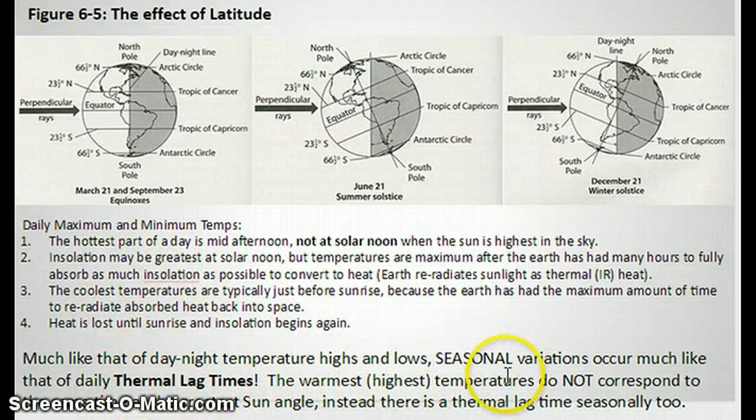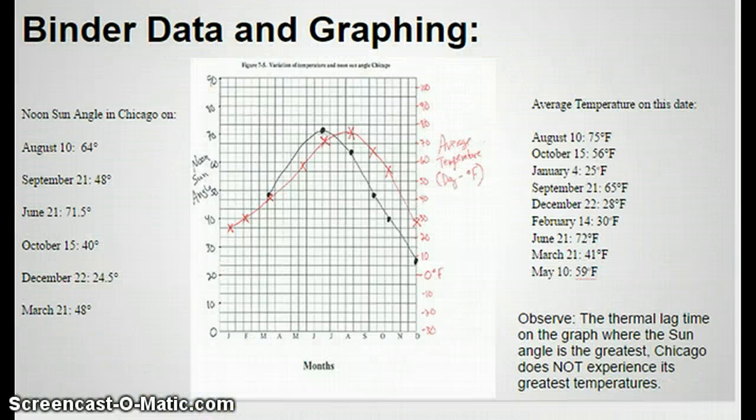The warmest or highest temperatures do not correspond to the greatest sun angle. Instead, there is a thermal lag time seasonally too. And here's what you should have done in class. We calculated the noon sun angle in Chicago on these dates. If I graph these, the date and the temperature, in one color, and then I graph the average temperatures on these particular dates that were provided in the binder, you'll see that the graphs are a little bit different, and here's why.